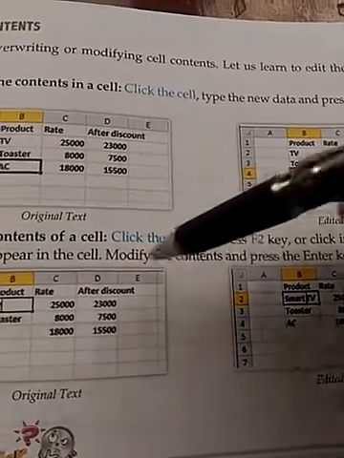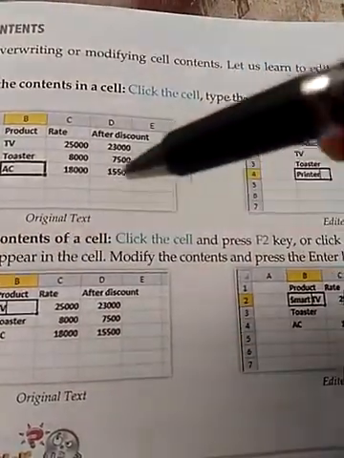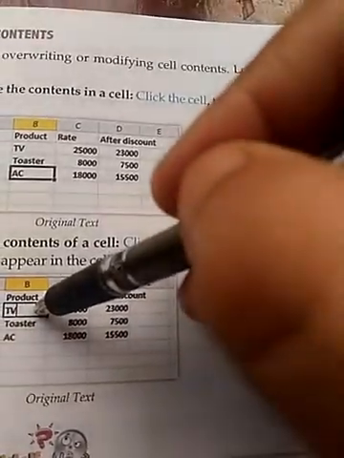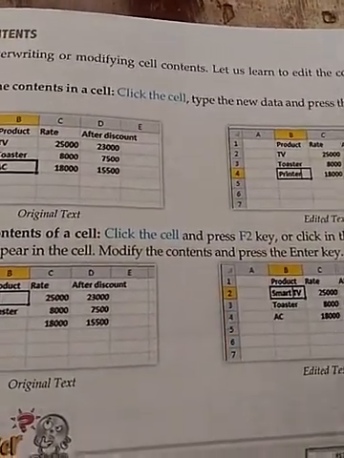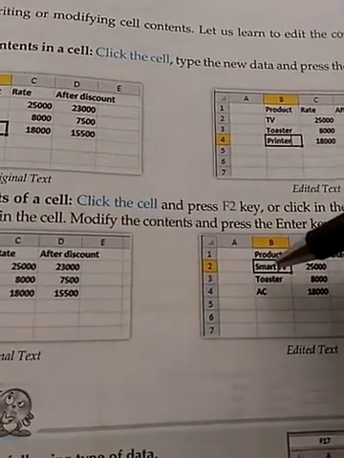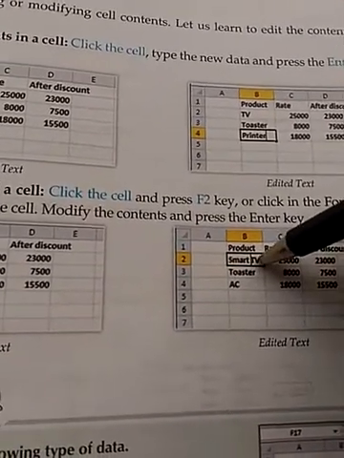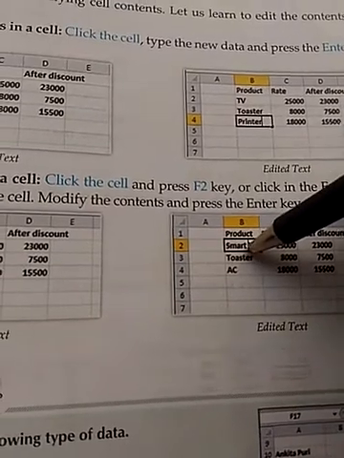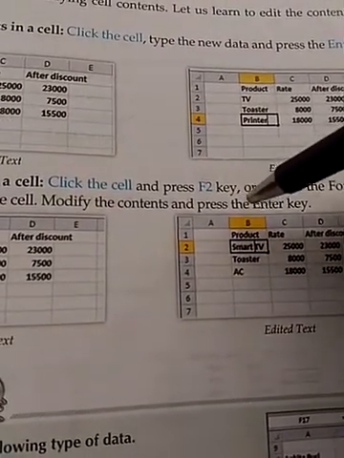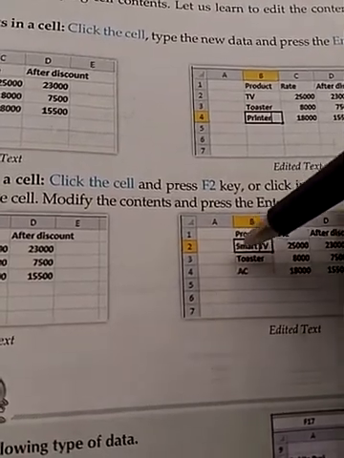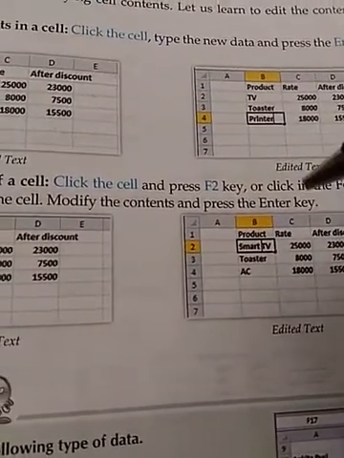Either you can double click on the cell or just put the cursor over the cell and press the F2 key. After pressing the F2 key, the cursor will appear in the cell and you can edit the content over here. After editing, just simply press the enter key. It will make the changes in the desired cell.